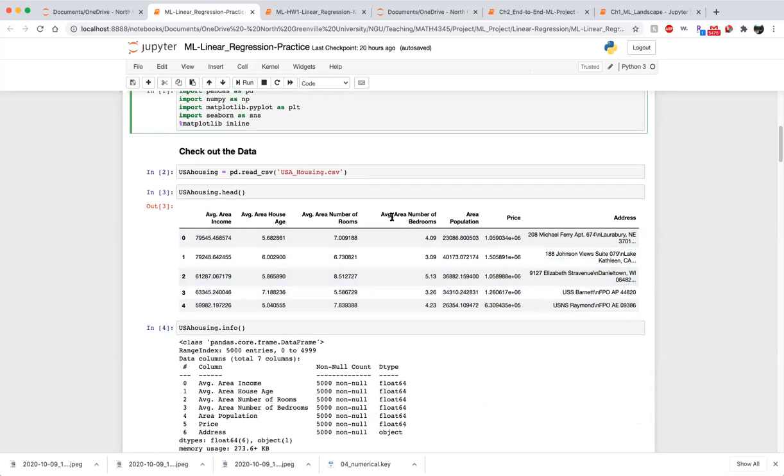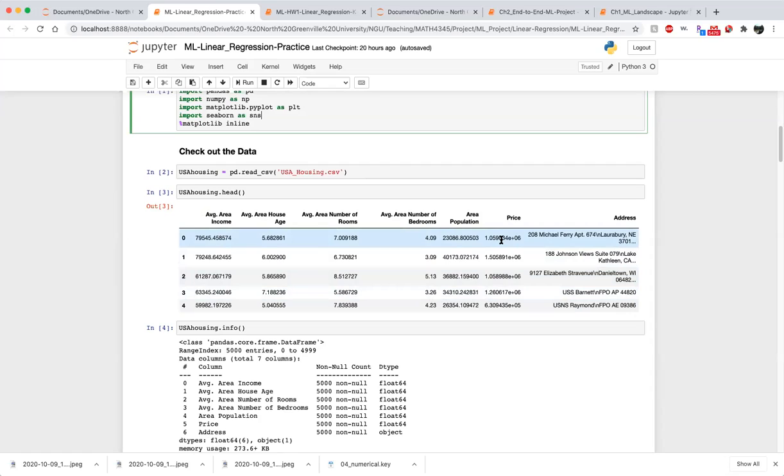But let's see, the average area number of bedrooms is 4.09, 3.09, but normally it should be what? An integer, right? 3, 4, 5. So how many bedrooms in a house is 5.13? That doesn't make sense, right? It's normally an integer. So you can round these feature values to get integer numbers. And there's a price.